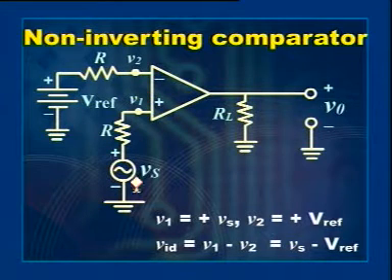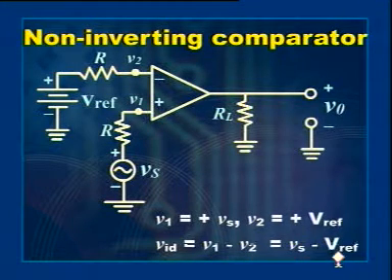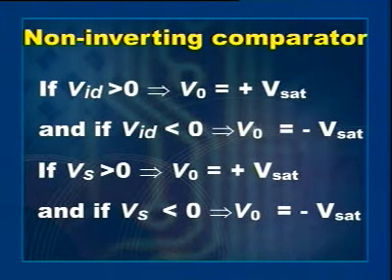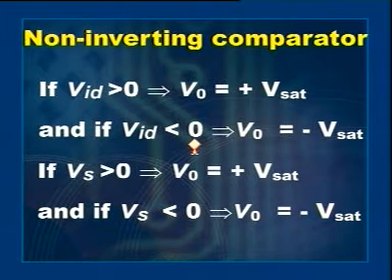Here V1 equal to plus Vs, V2 equal to plus V reference. Therefore, VID equal to V1 minus V2 equal to Vs minus V reference. If VID is greater than 0, we will get V0 equal to plus V set. If VID is less than 0, we will get V0 equal to minus V set.